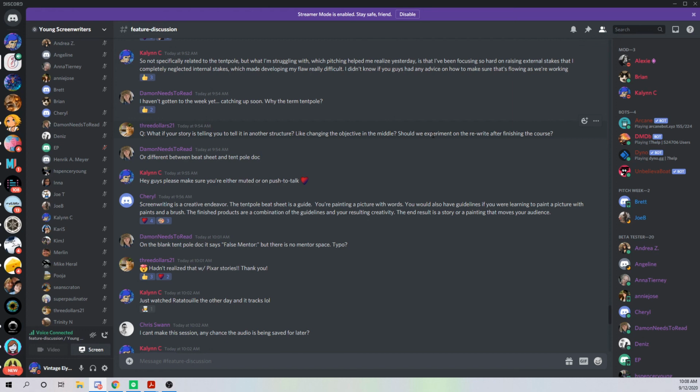But twinkly light poles or twinkly light beats, I think, would be even more confusing. So it's basically just the anchors. It's the thing that holds the story up, and then everything else is just working in between those. Yes. Cool. Great stuff.